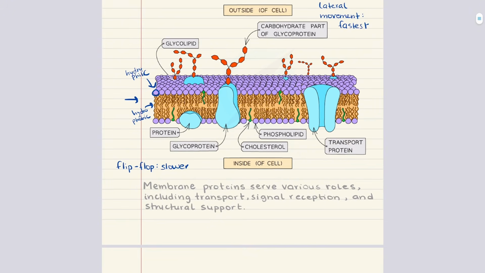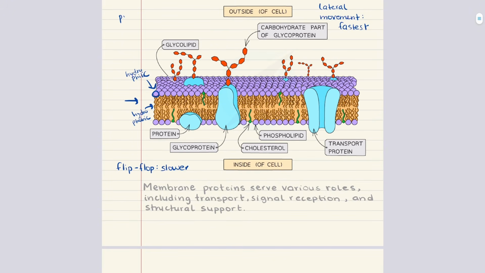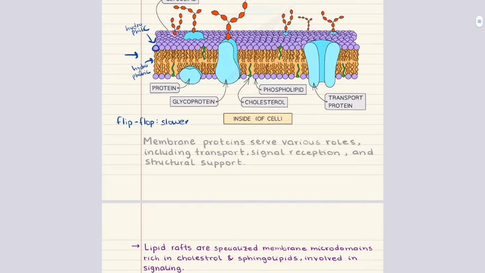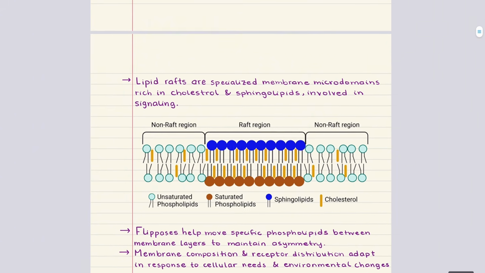Proteins within the membrane can also move laterally, but their movement is going to be generally slower because of their larger size and also because of the interactions they have with other cell structures. On that note, the membrane is more than just phospholipids. There's proteins, there's carbohydrates, there's a lot to discuss.